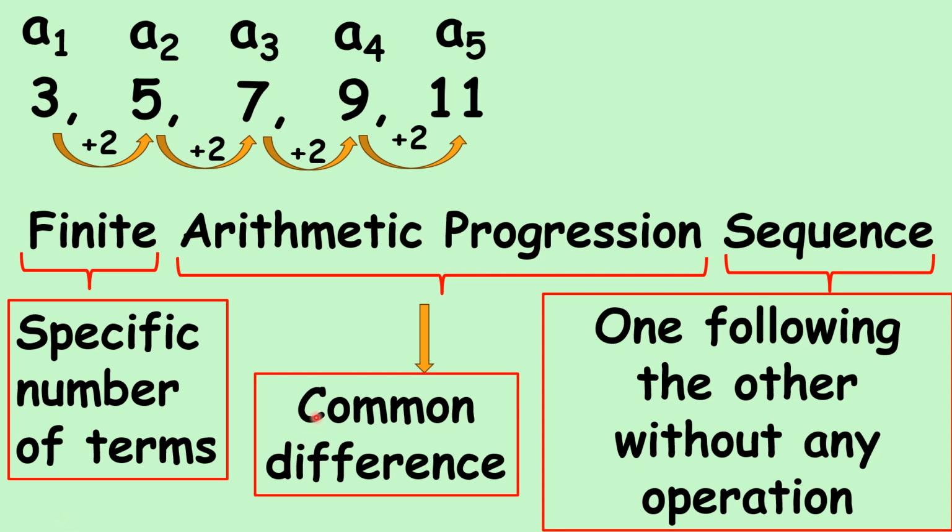And why are we calling it a sequence? A sequence is because the numbers follow each other, separated by commas. We are not carrying out any other operation. In what follows, we'll see the difference between a sequence and a series. These same figures could be written as 3 plus 5 plus 7 plus 9 plus 11. In that case, it will still be an arithmetic progression, but it will be a series. That is an arithmetic progression series.